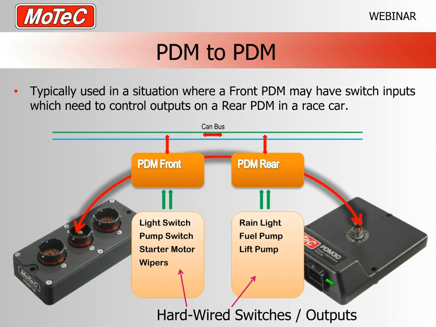The most common example of this would be a front PDM, which would be in the vicinity of the engine computer or the dash, and that may frequently have such things as the light switches, the pump switches, and those things going into it. And then we need that front PDM to transmit the switch status information to the rear PDM, which may be what actually controls such things as the fuel pumps, lift pumps, and various lights, such as a rain light. So in this case, we're using one PDM to collect our control information, and then we're using the other PDM, which has the devices attached to it, to do the actual switching on and off.